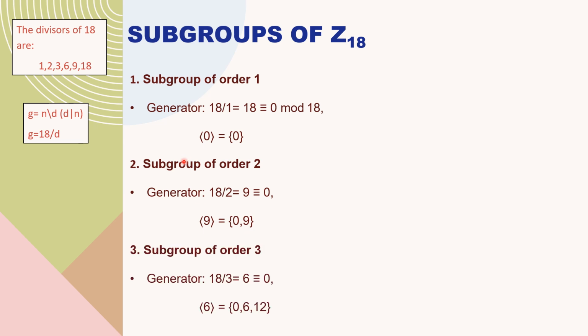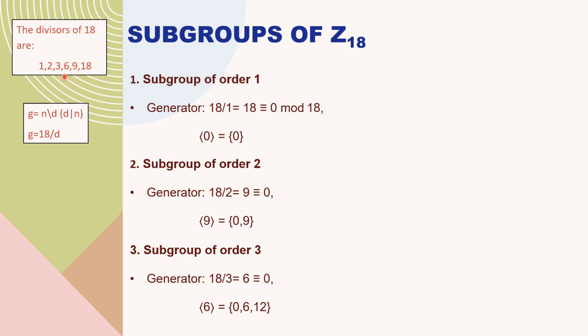Next, for 3, which is the next order. For the subgroup of order 3, the generator is again n by d, 18 by 3, which is equal to 6. Therefore, the next generator is 6. Now, what are all the elements of Z18 generated by 6? 6 plus 6 is 12. 12 plus 6 gives us 18, which is 0. So the next subgroup is 0, 6 and 12, generated by 6, having 3 elements, because the order is also 3.